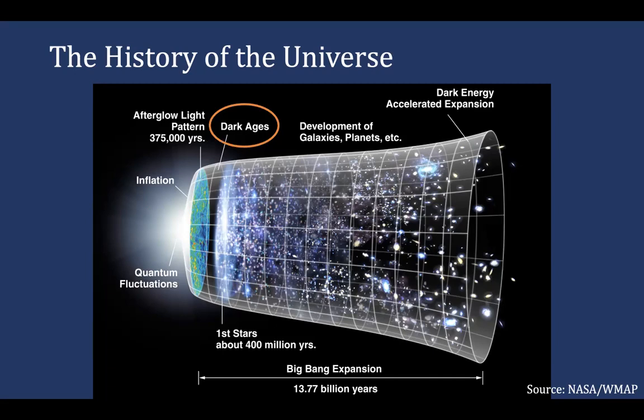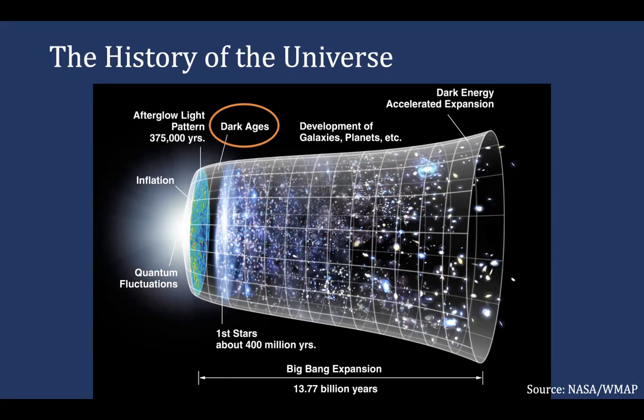So after the universe became transparent, we entered what we call the dark ages. They're called the dark ages because there were no bright luminous objects in the universe, no stars and galaxies. The universe was basically suffused with hydrogen gas, maybe a little bit of helium, but no stars and galaxies, nothing bright that we could observe.